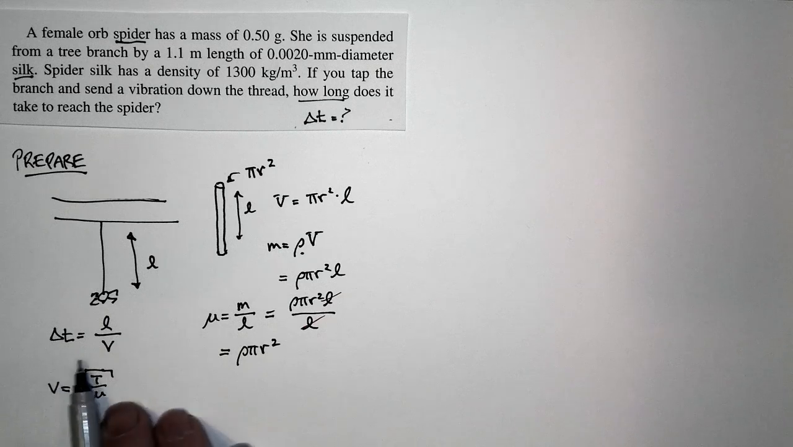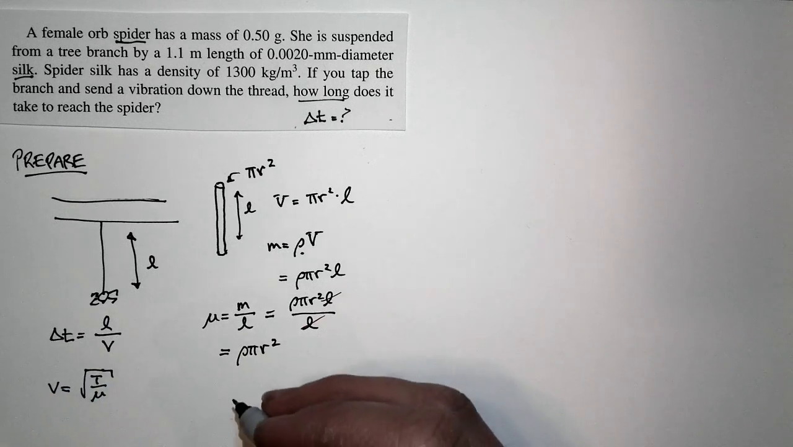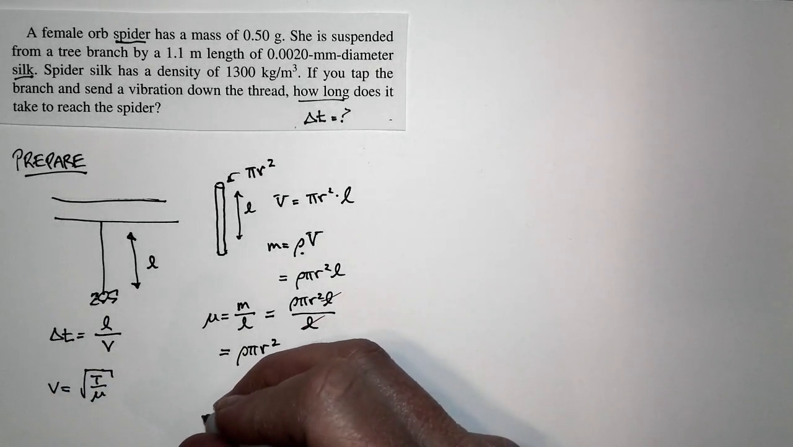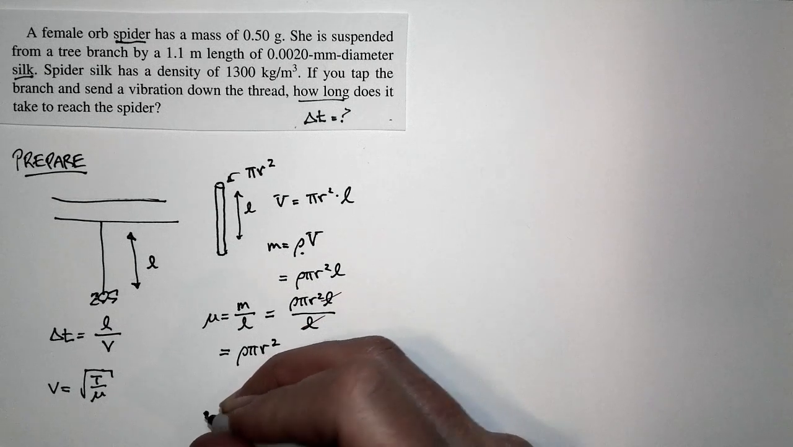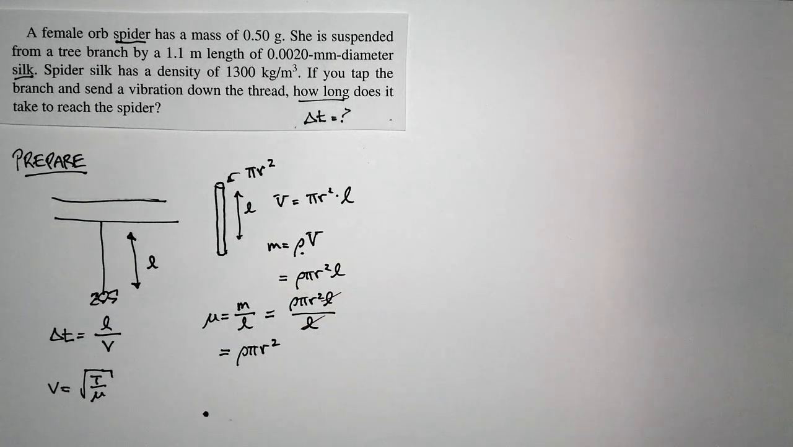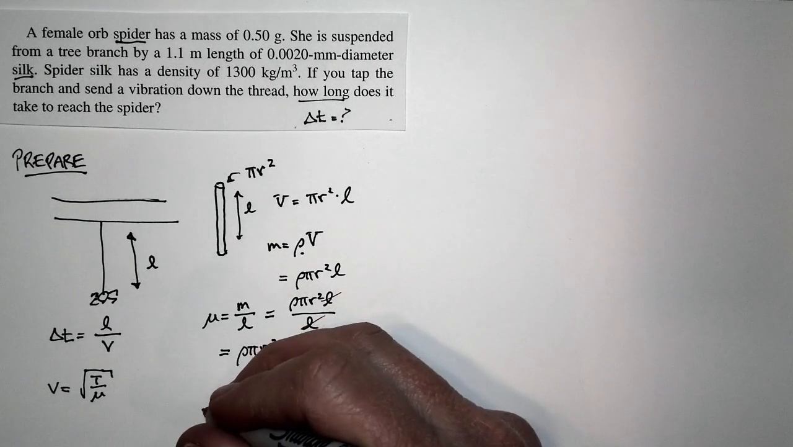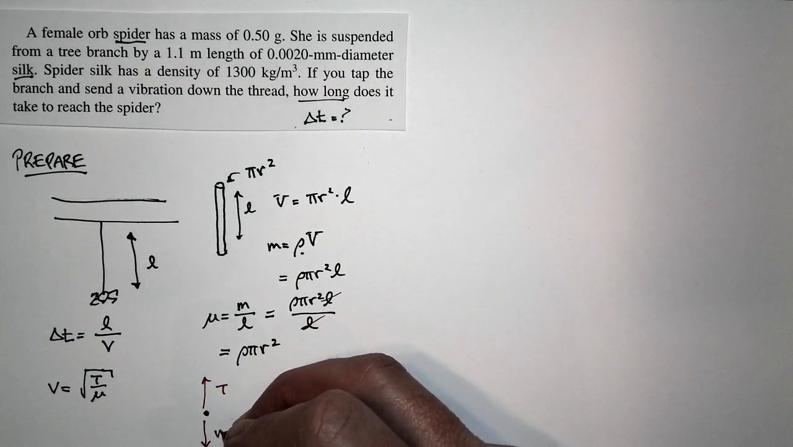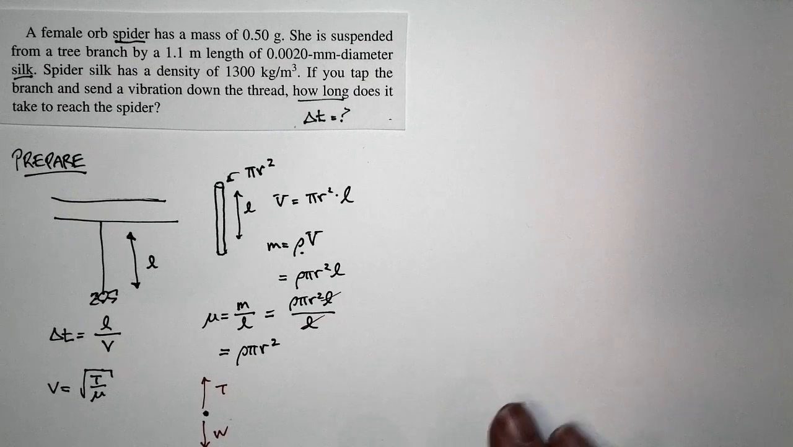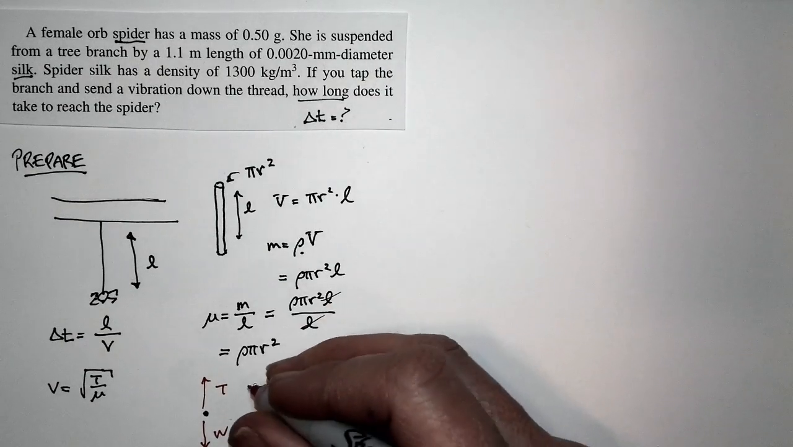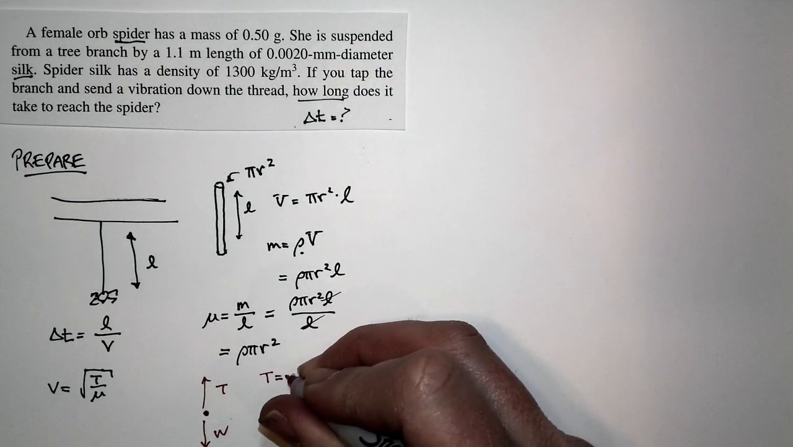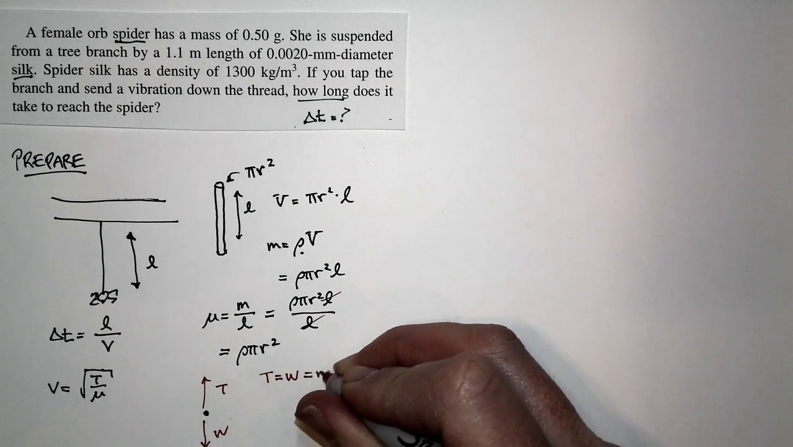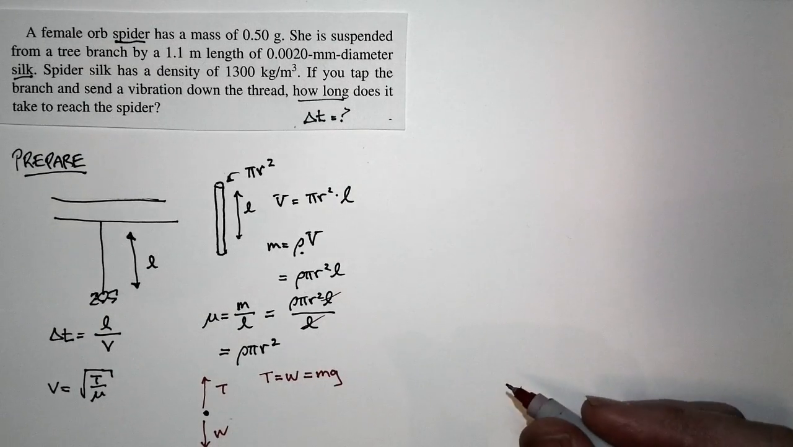So we can compute the mass per unit length. The only other thing we need to compute the speed of the wave is the tension. Well, for the tension, let's do a free body diagram for the spider. So the spider's hanging from a thread. There's an upward tension force from the thread. There's a downward weight force. Now the net force on the spider is 0 because it's just suspended. So T is equal to W, but W is just equal to m times g.